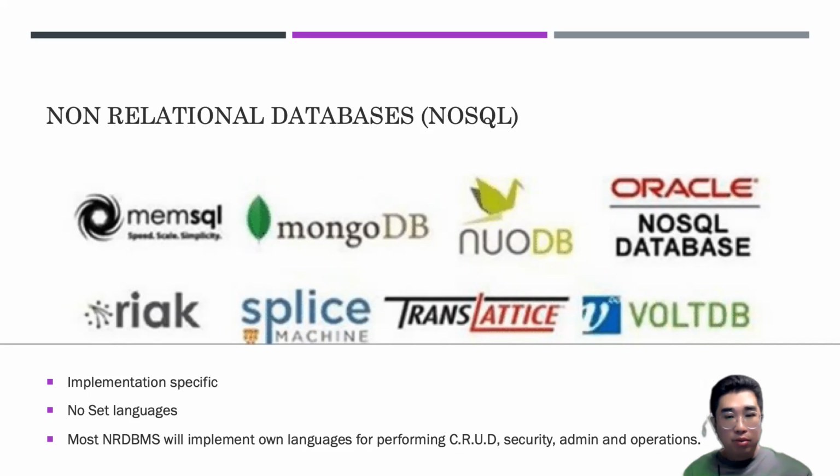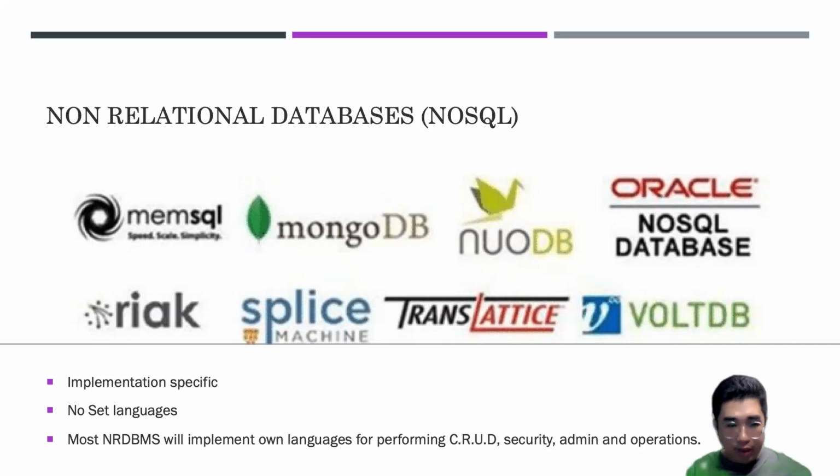For example, these are some of the different non-relational database software available online that you can look into. One of the more popular ones are MongoDB, Oracle NoSQL Database, and a few others.